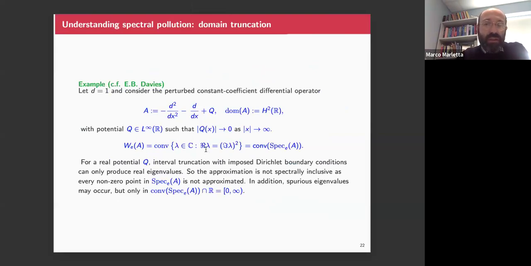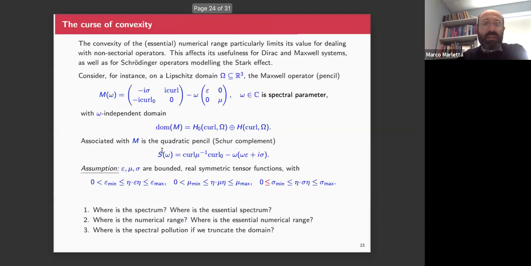I think this is an example of Brian Davies, where you get spectral invisibility. But I think in view of the time, I'm probably going to skip this and start talking about some of the things that essential numerical ranges can't do.